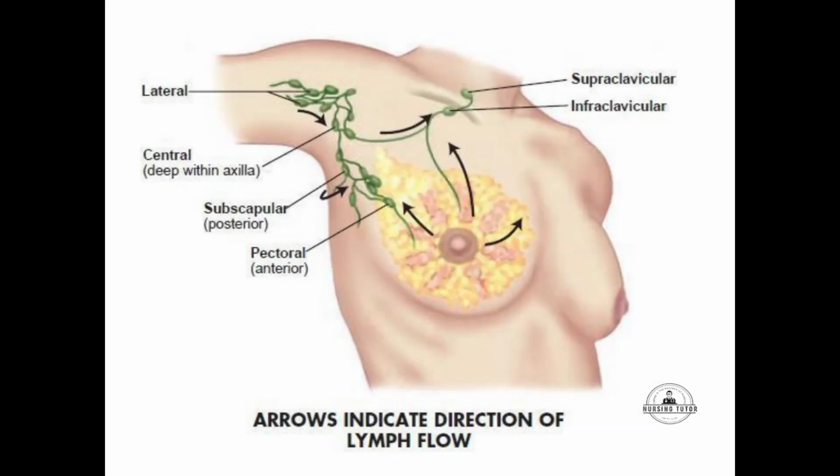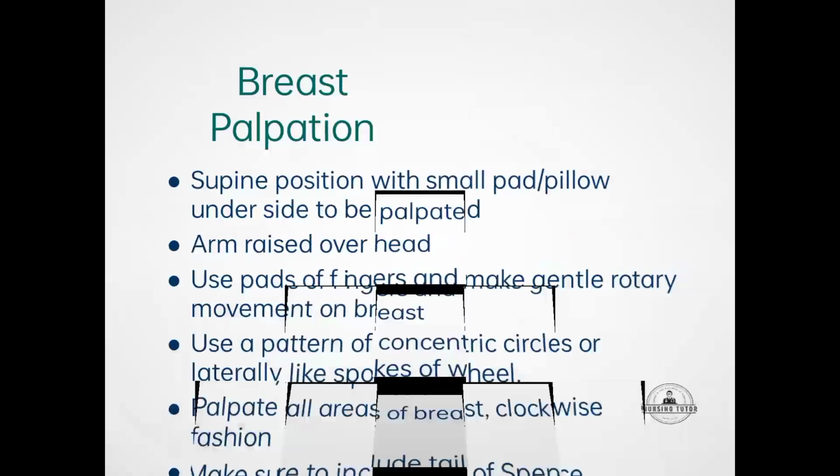These are the lateral, central, deep axilla, supraclavicular and infraclavicular nodes. Supraclavicular and infraclavicular will be lateral, central, and the subscapular posterior and pectoral anterior. The arrows indicate direction of the lymph flow.